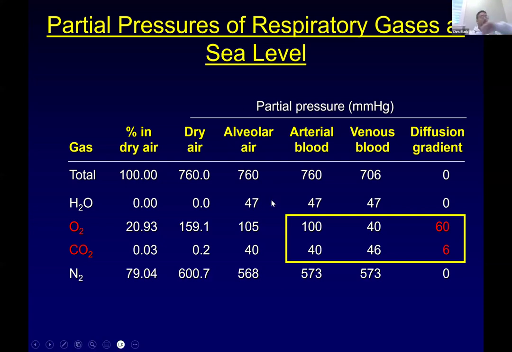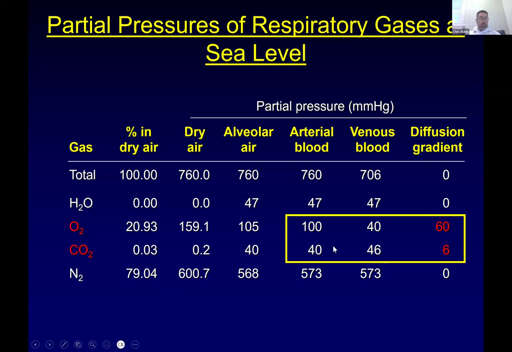So what we're going to see is that O2 partial pressure in alveolar air is about 105. The O2 at rest in venous blood is about 40. So there's going to be a gradient of about 60 millimeters of oxygen partial pressure. Okay, so there's going to be this large, large gradient. During exercise, we're going to take more O2 out, so the partial pressure in venous blood is going to fall. So that gradient will get bigger.